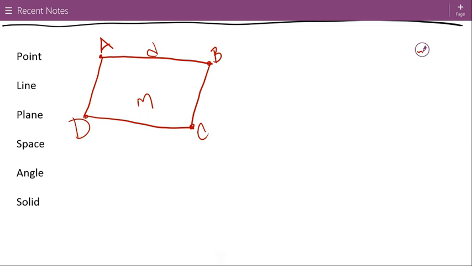Space is a little bit more difficult. It is discussing kind of everything. So if we are talking about space, that is all length and width and breadth, and then we will need to define a specific area within that space, such as line DC, or plane M, or line D, those kinds of things.